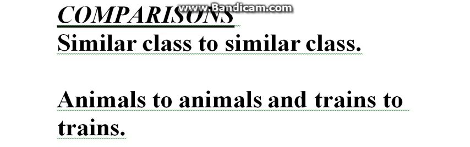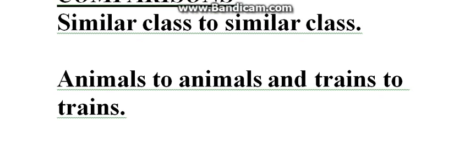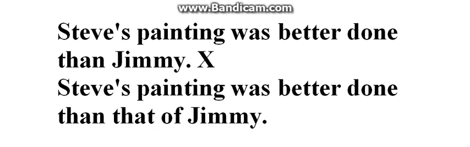You heard the saying before, don't compare apples to oranges. Well, you can't compare animals to trains. Similar class with similar class. People to people and things to things. First rule is you have to always identify the two things that are being compared. Underline it, mark it, make a little star next to it, but somehow identify the two things that are being compared in the sentence. So let's look at two examples here.